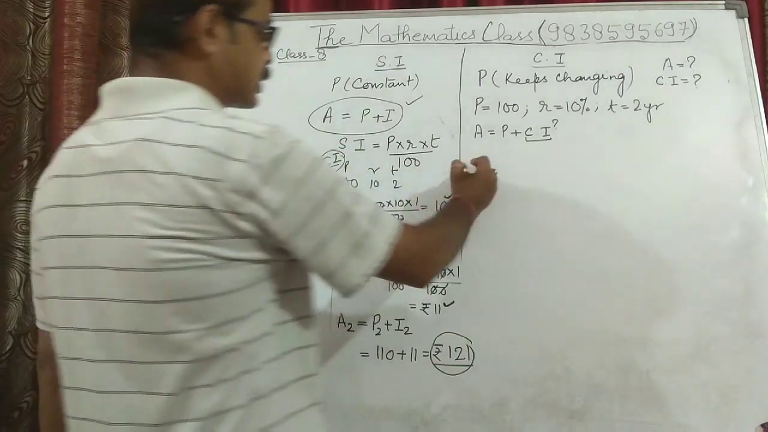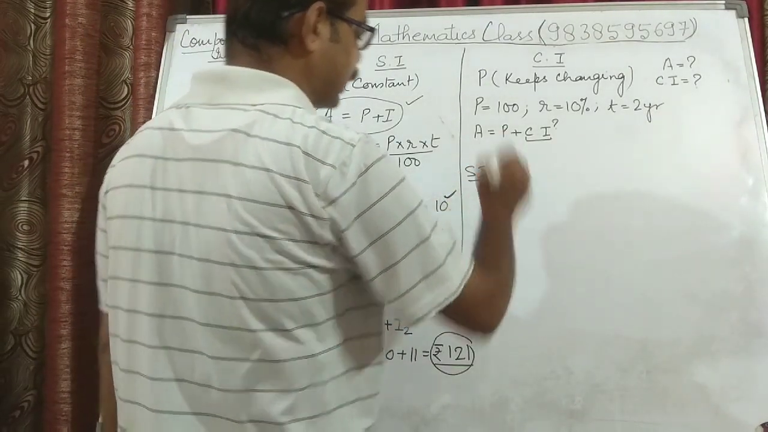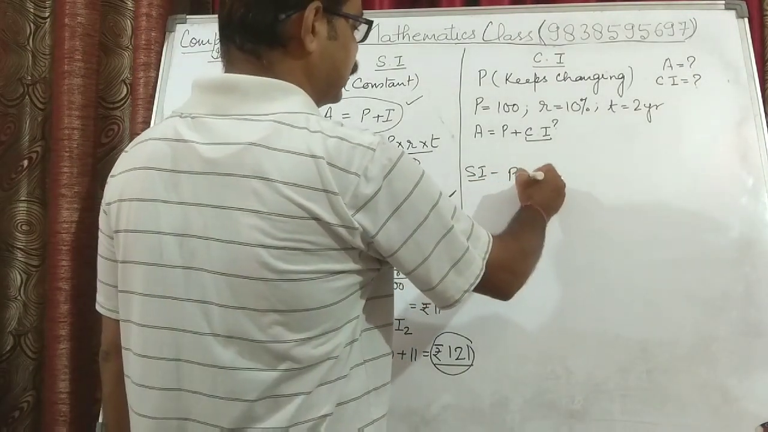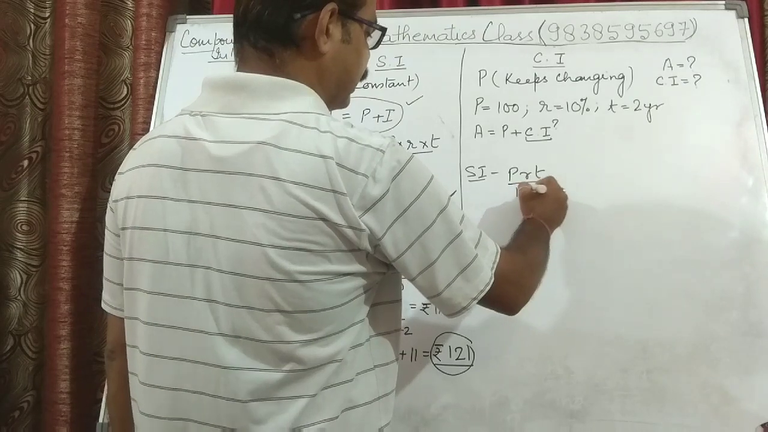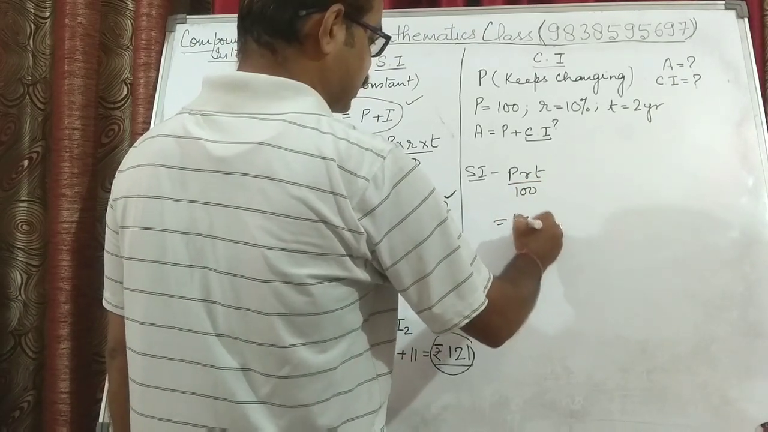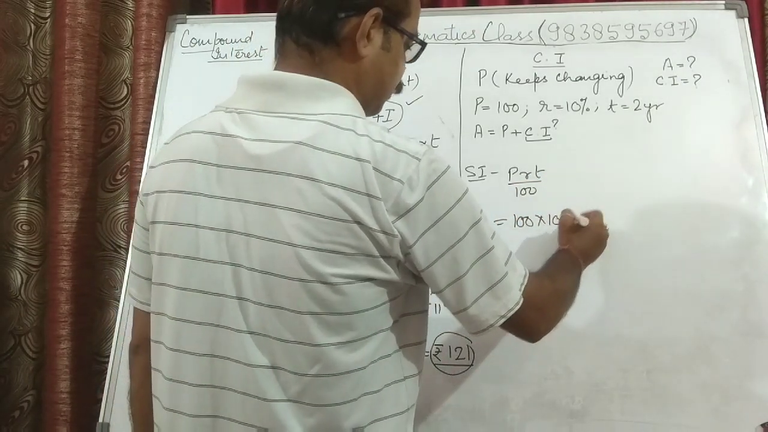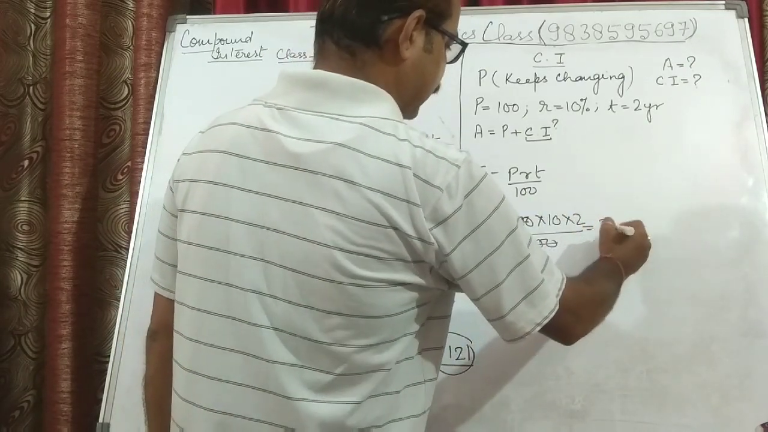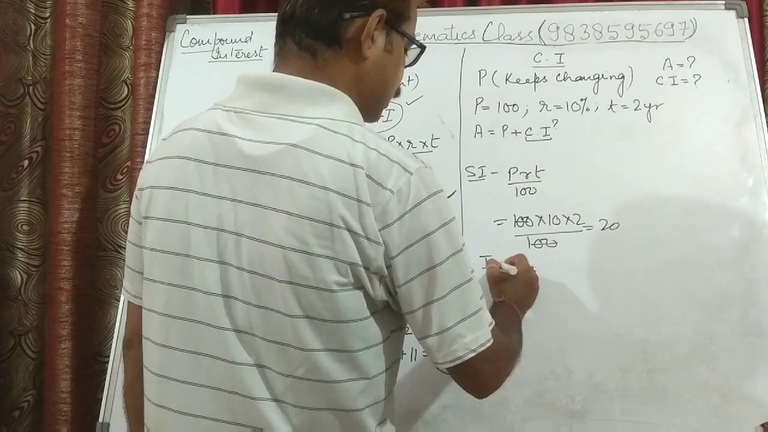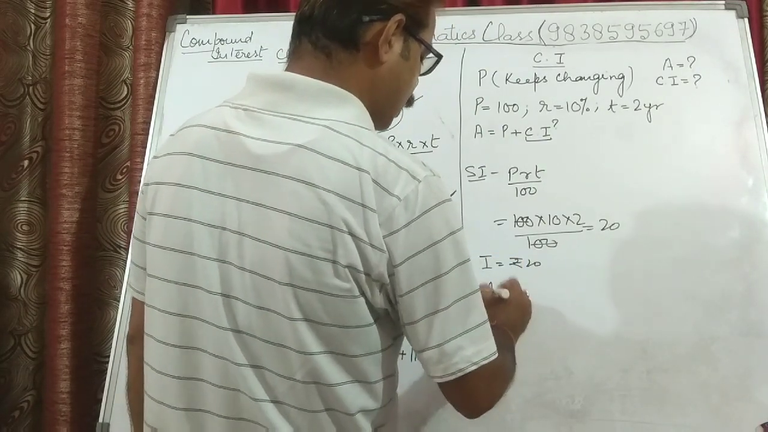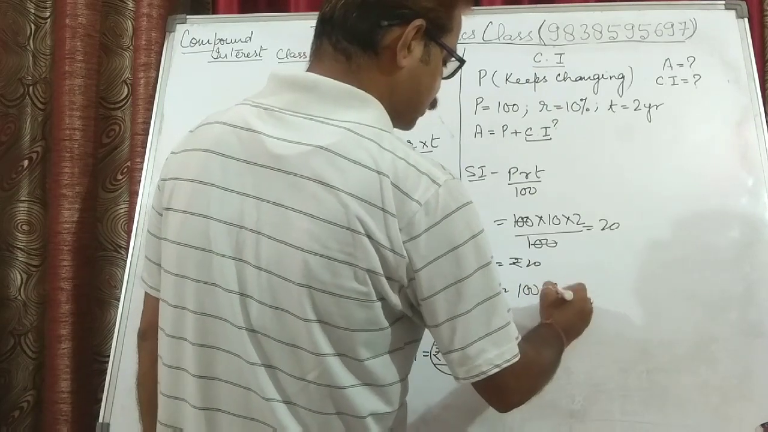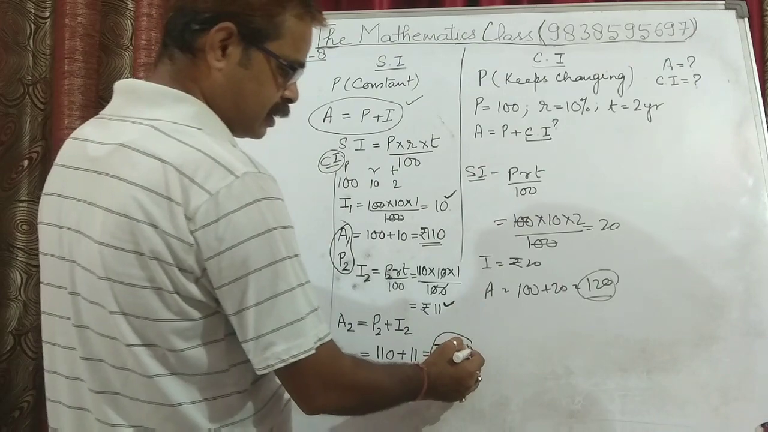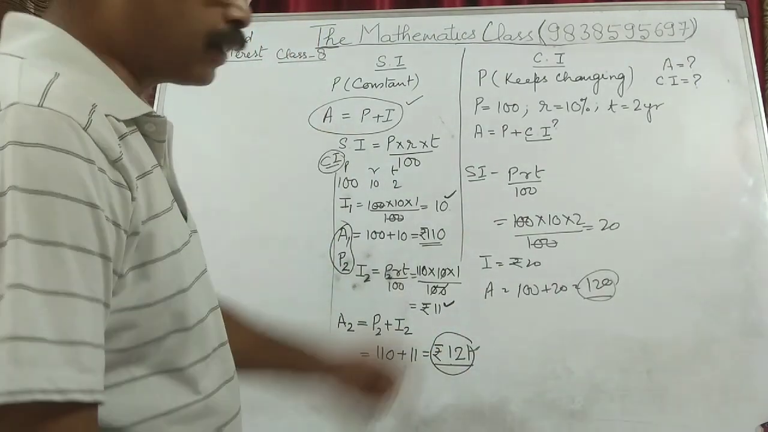If I calculate simple interest on the same data, it will be simply P into R into T upon 100. P was rupees 100, rate was 10%, time was 2 years, upon 100. The zeros cancel, it becomes 20 rupees. So the interest is rupees 20 and the amount will be 100 plus 20, that is 120. You can see the difference here. The person is earning 1 rupee more.